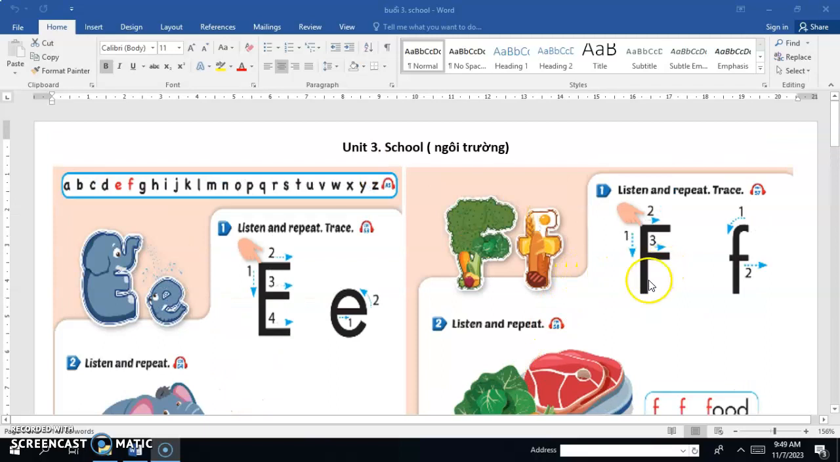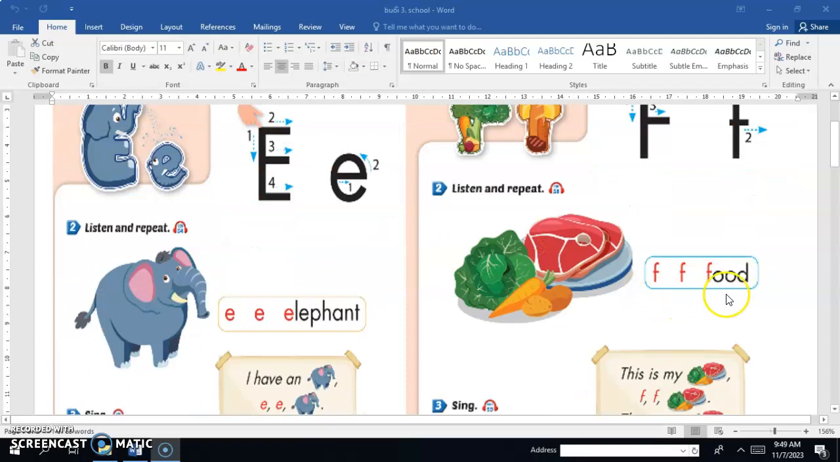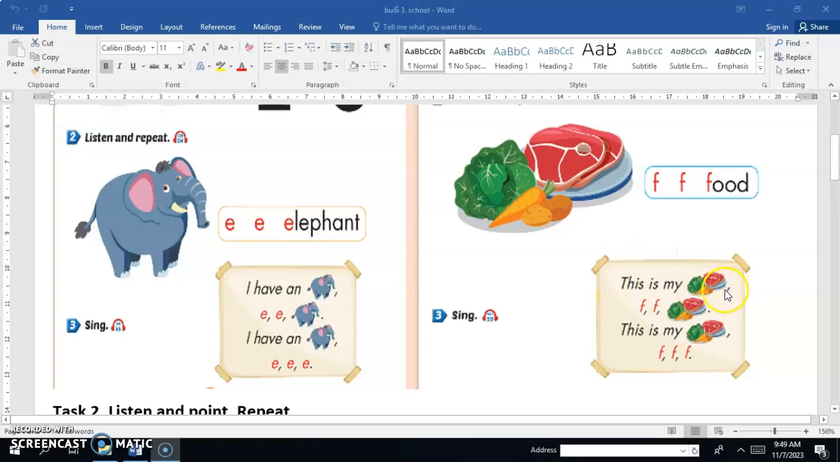Next one, chúng ta có chữ cái tiếp theo là letter F. Letter F. Sounder. Food. This is my food. Food là đồ ăn đúng không ạ? Chúng ta đã học tuần qua rồi. Cấu mẫu câu, cấu trúc và cách dùng của dạng hướng dẫn rồi đúng không ạ? Chúng ta đọc lại một lượt nữa to rõ ràng. This is my food.